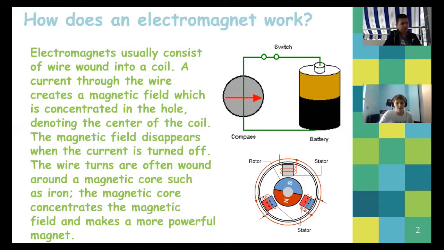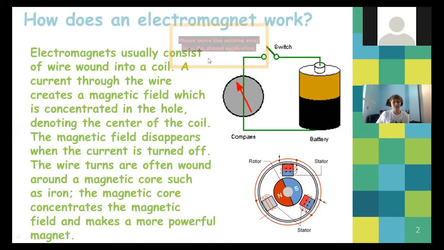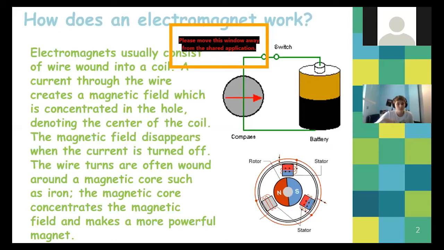Now, to understand factors that affect electromagnets, first let's recall how an electromagnet works. We said that the condition is what? Electricity. Electromagnets usually consist of what? A wire turned into a coil. When current passes through it, what happens to the wire? It experiences a magnetic field which is concentrated in the hole at the center of the coil. The magnetic field disappears when the current is turned off, so you can control it. The wire turns are often wound around a magnetic core, such as iron. The magnetic core concentrates the magnetic field and makes the electromagnet more powerful.